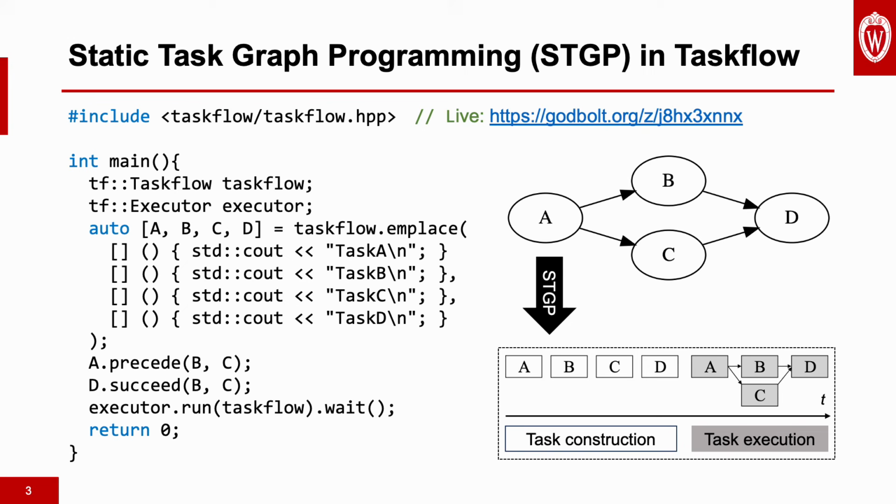Suppose you want to do four things, A, B, C, and D. Each represents a function or a task. A runs before B and C, and D runs after B and C.